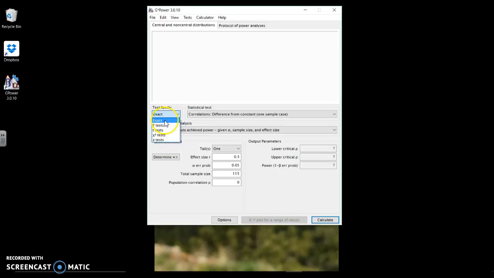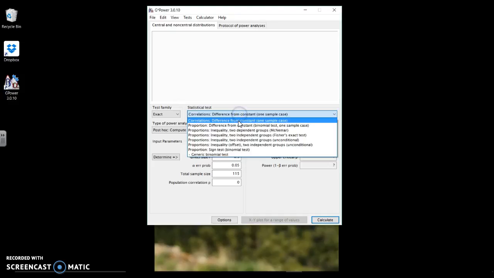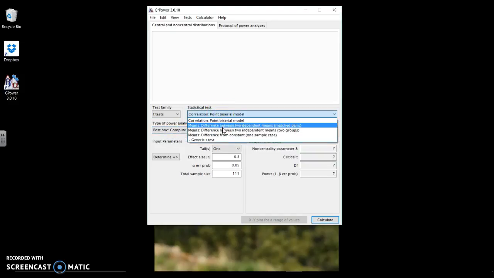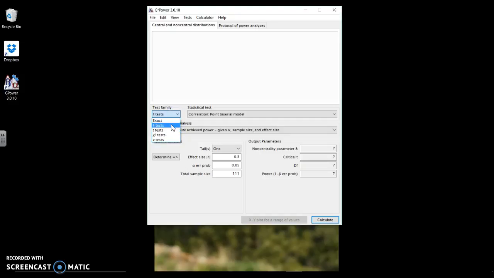So we can have this exact, which tends to be the default. We could do this with correlations. We can do it with proportions. We can work with t-tests, and then we have a lot of different options with t-tests. We are going to focus on the F test. So we're moving into ANOVA, and I want to kind of play with this here.